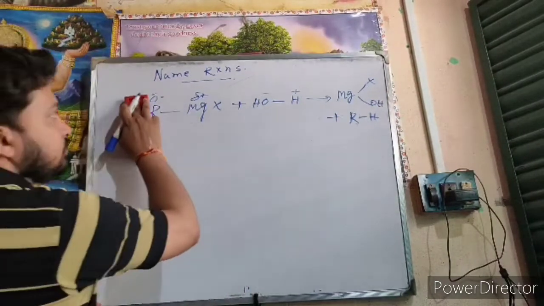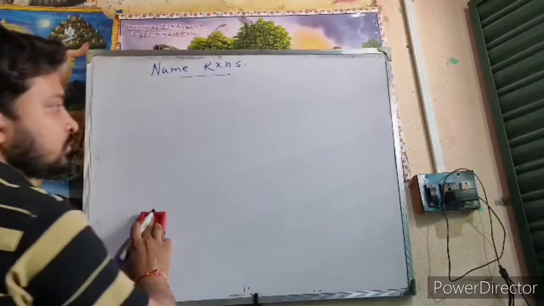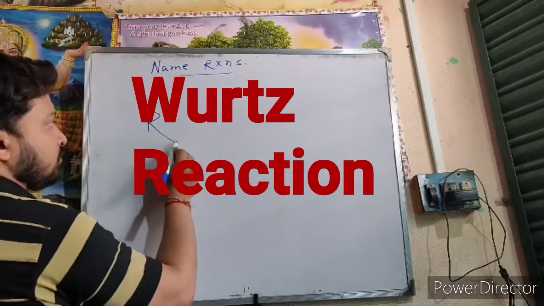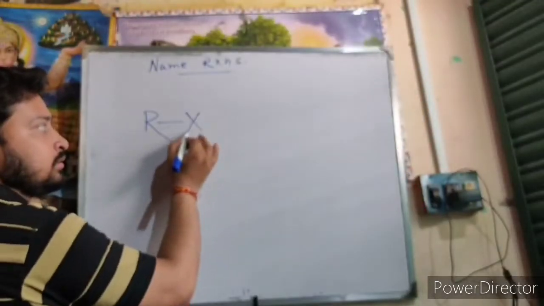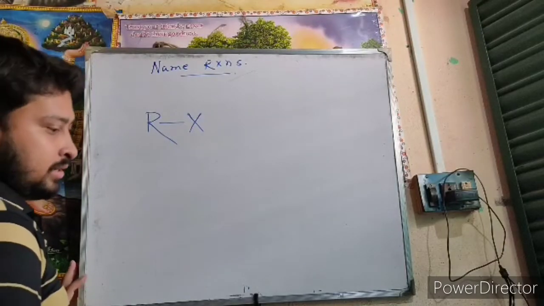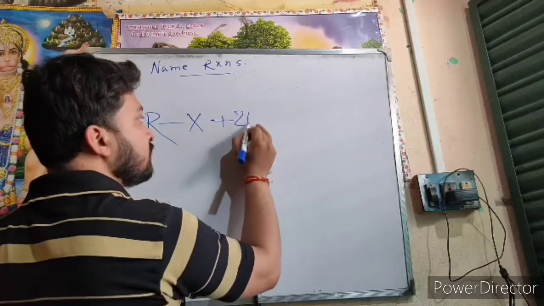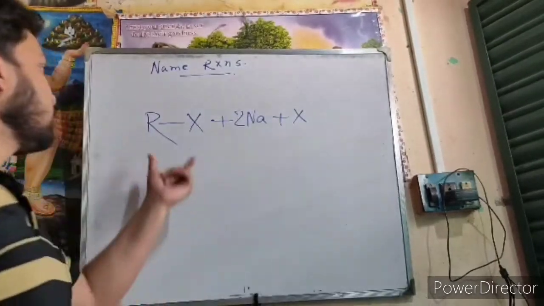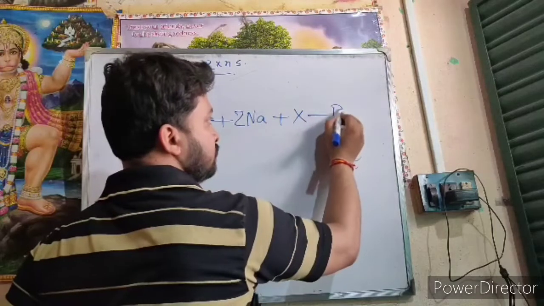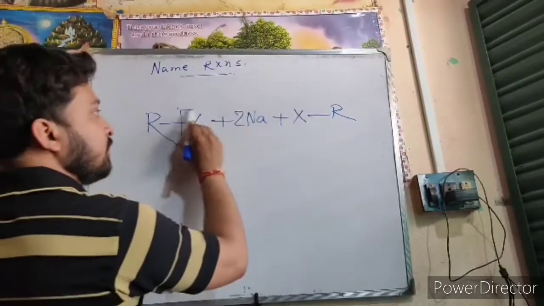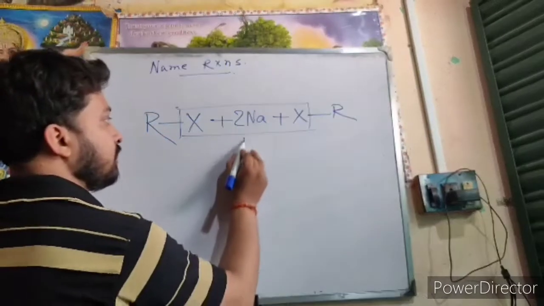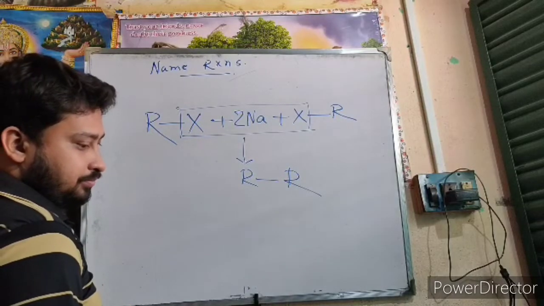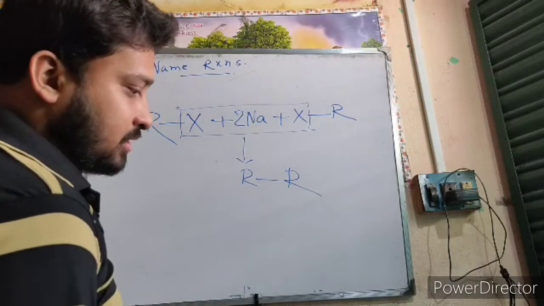So the next reaction is the Wurtz reaction. The name of the reaction is the Wurtz reaction. RX reacts with 2 mole Na. So I take 2 mole RX. So the product is 2NaX is removed from here. So you get R-R as a product. This is the Wurtz reaction.